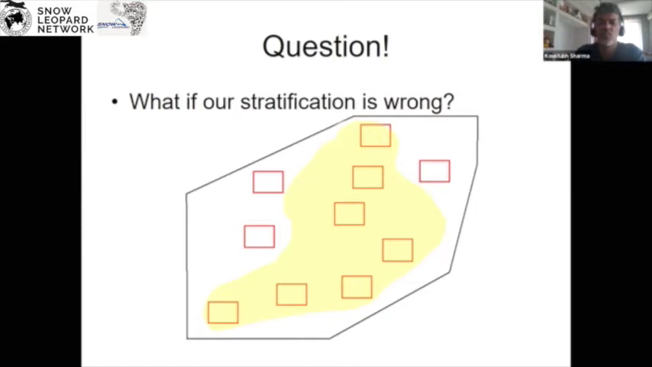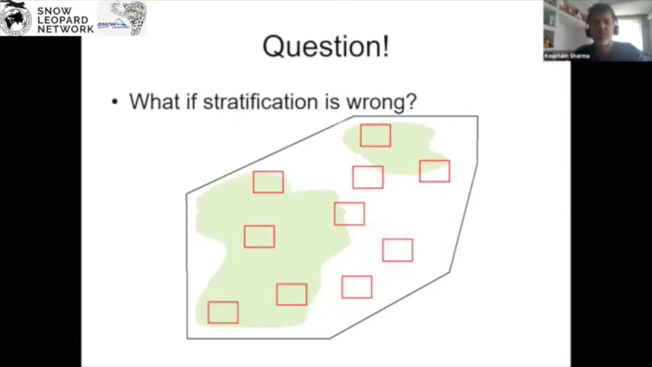In other words, what if I thought the strata was like this, which is the yellow patch you're seeing here, but the actual stratification used by the animals turns out to be something like this. Now, please use the chat window and let me know what your answers could be.